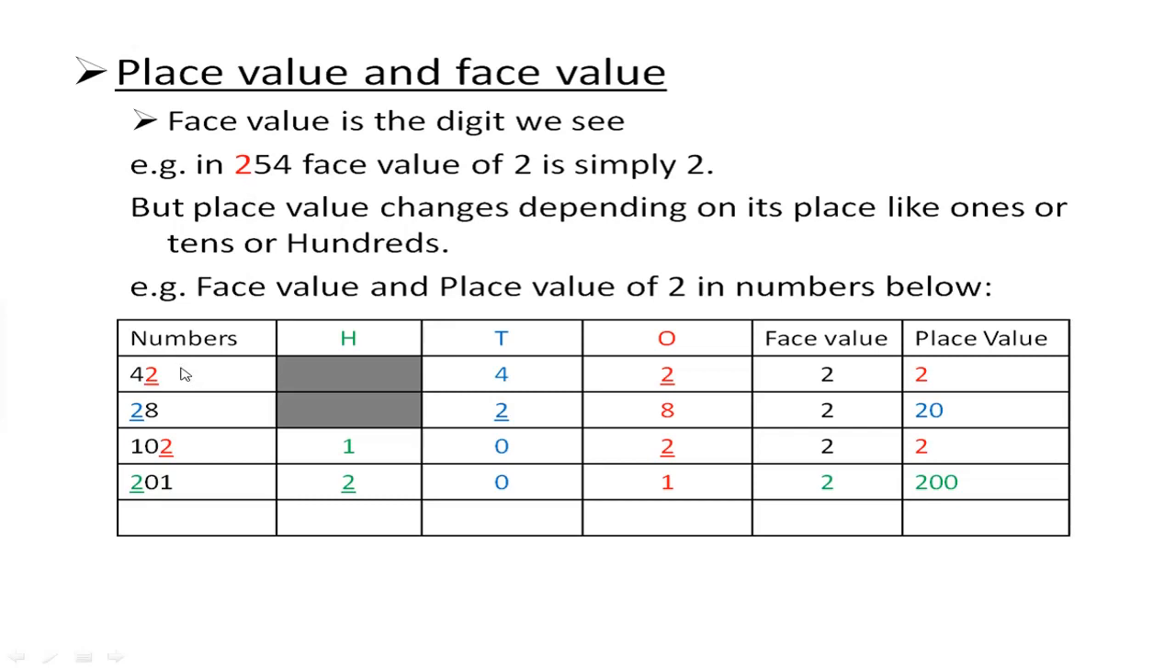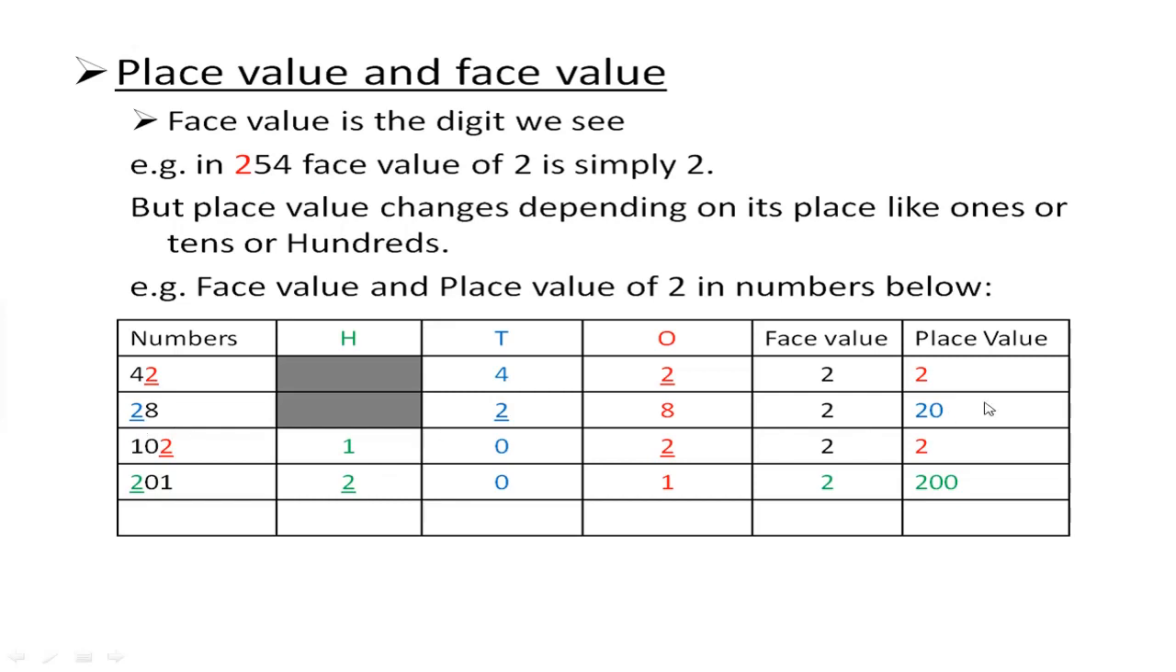Now let's see some examples. 42, right? So the face value of 2 remains the same. The face value is just a digit 2, and the place value is 2. Why? Because 2 is in the ones place. Now in case of 28, okay, what is the face value of 2? It is just a digit. But the place value changes. Why? Because 2 is now in the tens place.